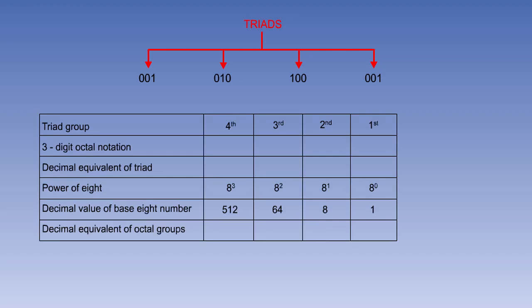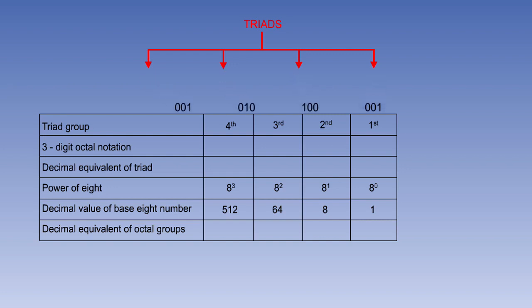To convert a series of octal groups to decimal numbers, each triad is first converted from binary to decimal, then the decimal number is multiplied by a power of 8, depending on its position in the series. The resulting decimal numbers are then added together. The conversion can be done using the table shown here.